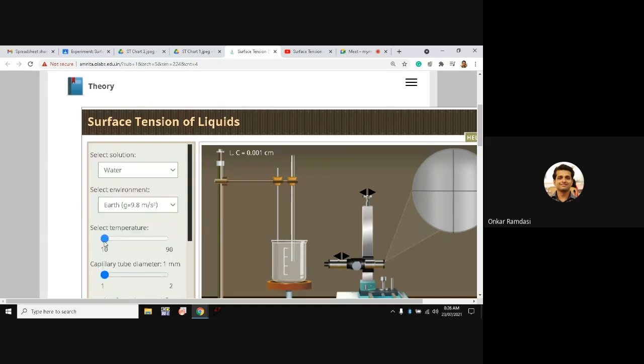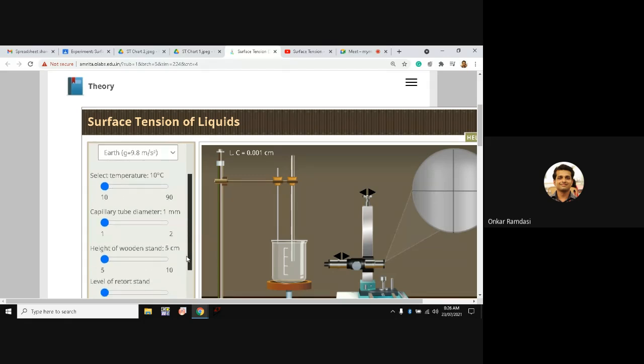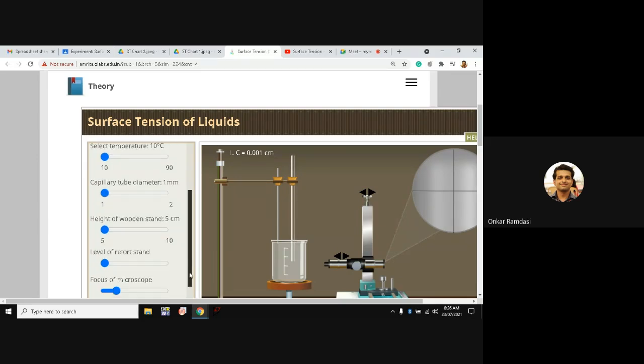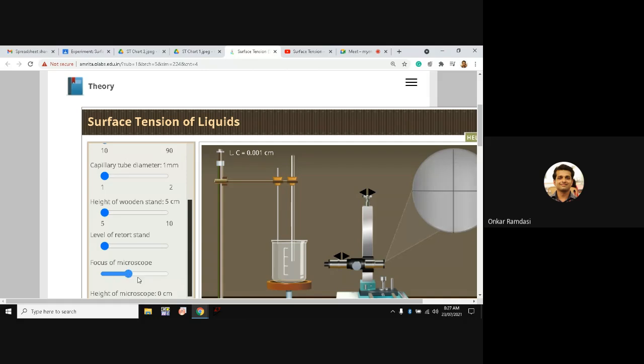Now select temperature. Can you see this variation from 10 to 90 degrees, everyone? Yes, sir. Okay, this you can see. Then capillary tube diameter. Let's see, if I click on that, capillary tube diameter, you can see it's going to be increased. Okay, let me show you in this magnified image so that you'll better understand.